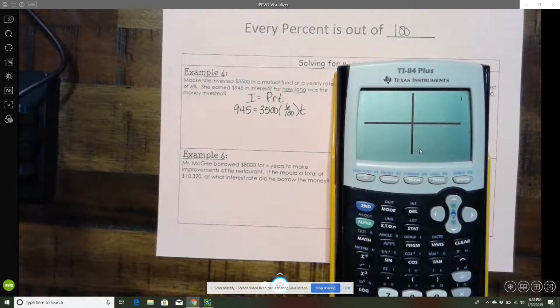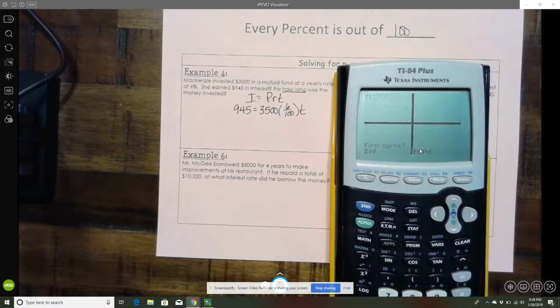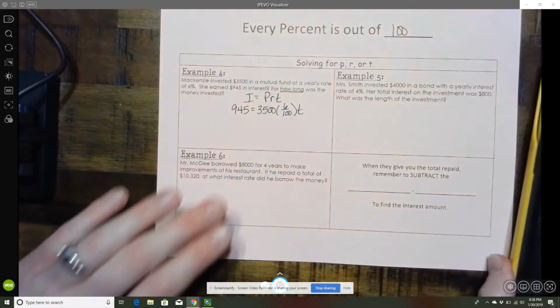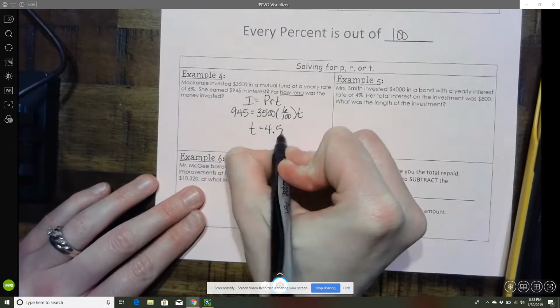Let's go one more time here. Okay, so once you can see them, second trace 5. And then wherever your intersection, wherever your X is, that is going to be your answer. So T would be 4.5 years.